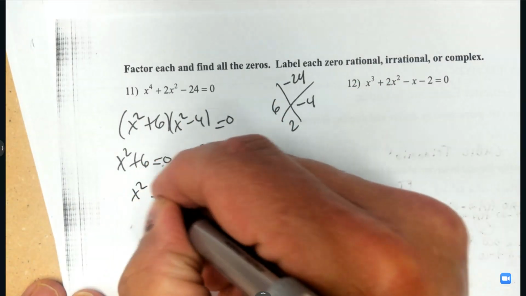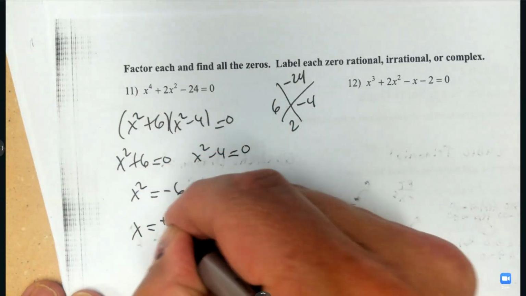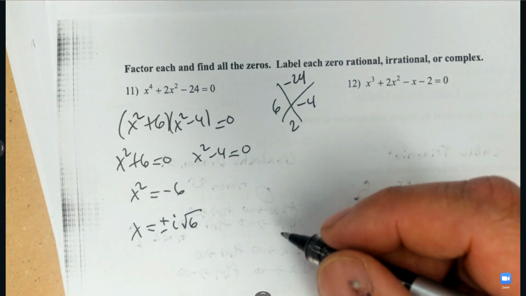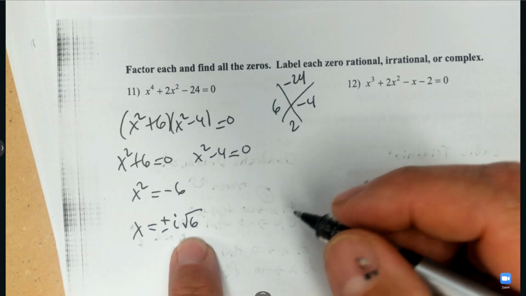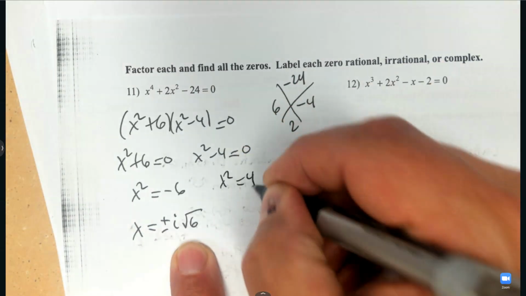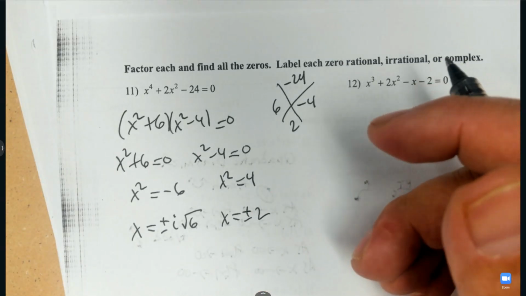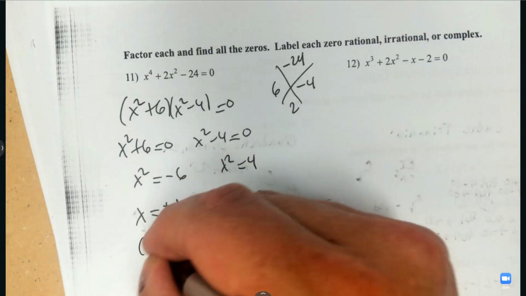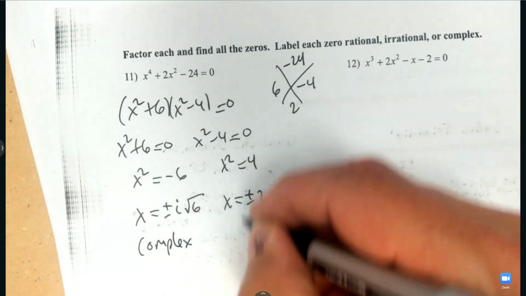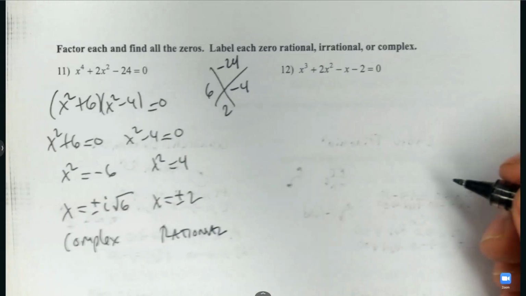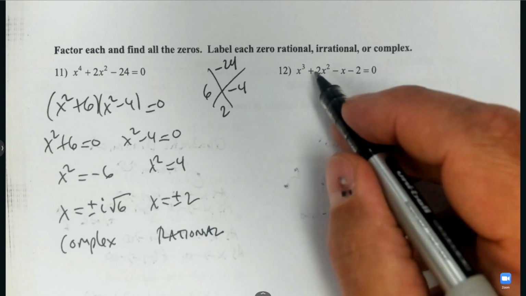So the first one, when you solve, subtract 6. When you square root a negative number, it's imaginary and the square root of 6 is irrational. Again, we're going to add 4 and square root. Here when we square root 4, it's 2 and it's both positive and negative. And then we label them. So these zeros are complex and these are rational when you know the exact value of them.